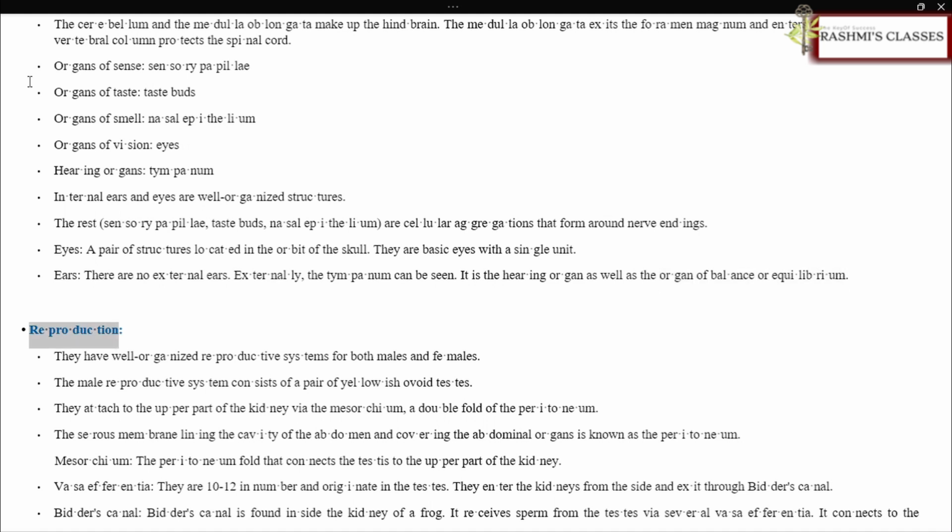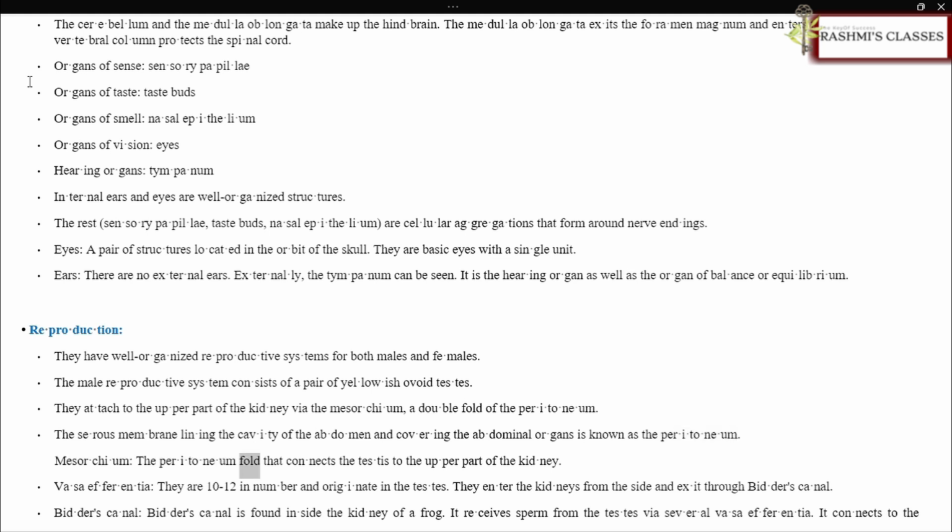Reproduction. They have well-organized reproductive systems for both males and females. The male reproductive system consists of a pair of yellowish ovoid testes. They attach to the upper part of the kidney via the mesorchium, a double fold of the peritoneum. The serous membrane lining the cavity of the abdomen and covering the abdominal organs is known as the peritoneum.